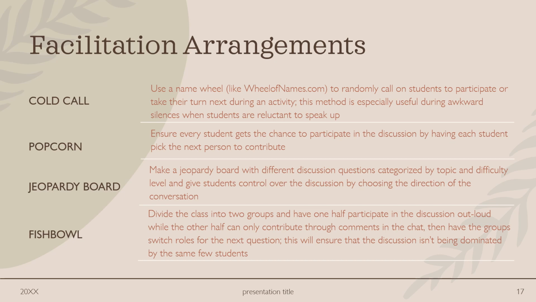One method to ensure different voices are being heard during each discussion is to use the cold call method. So you can have a random name wheel prepared before class, and if there's a lull in the conversation where no one is speaking up, you can spin the wheel to randomly call on a student. Or you can use it to choose who takes their turn next during an activity or to share a response.